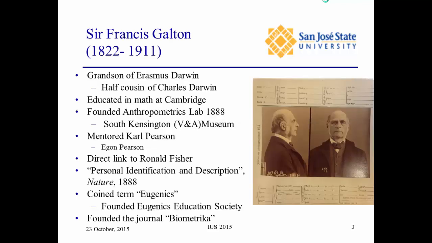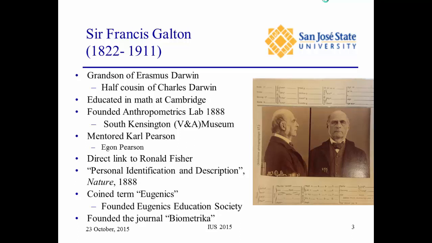Well, who was Francis Galton? He lived throughout the 19th century. He was the grandson of Erasmus Galton. Erasmus Galton was the grandfather of Charles Darwin. The difference between Darwin and Galton is they had different grandmothers. Charles Darwin was the result of the first wife of Erasmus Darwin, and Francis Galton's grandmother was the second wife of Erasmus Galton, so that was the difference between the two.